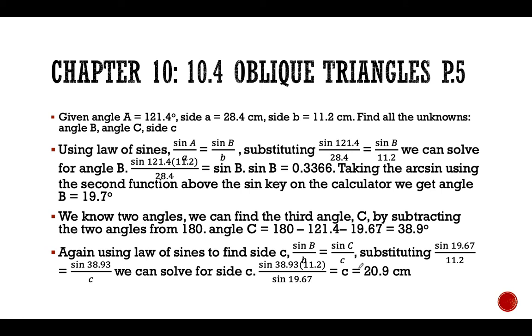And again, we're going to use the law of sines to find side C, and we're going to use the B ratio and the C ratio. So substituting, sine 19.67 divided by 11.2 equals sine 38.93 divided by side C. And now we can solve for side C, and we get C equals 20.9 centimeters.